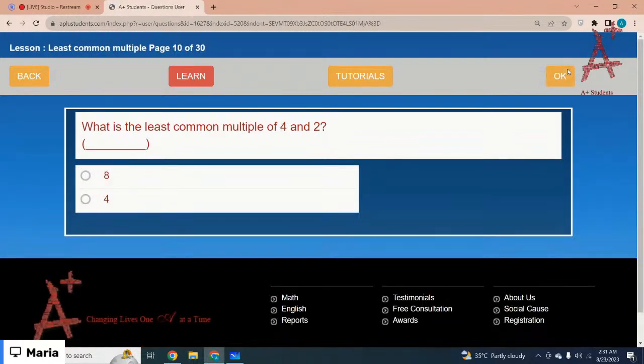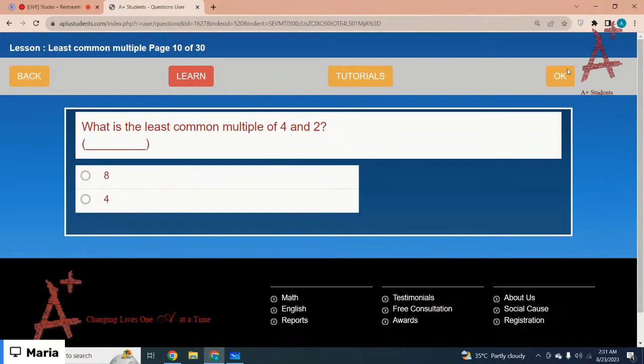Okay, what is the least common multiple of 8 and 4? Which is the correct option? You have to look for the least number. 8 is a multiple, but the least one is 4, right? 4 is divisible by both 4 and 8.